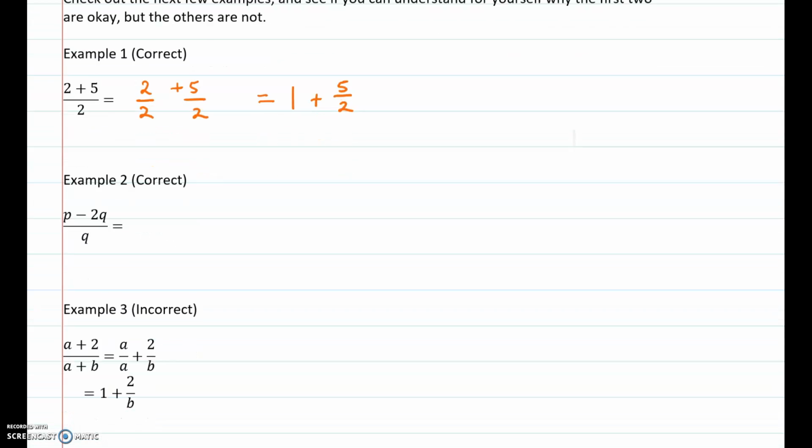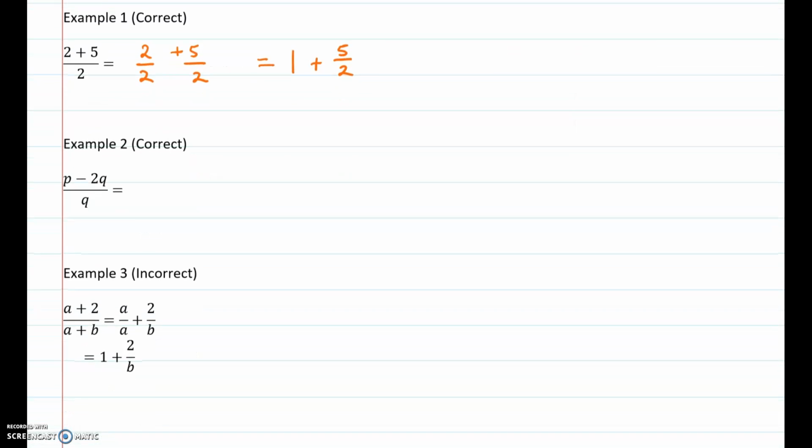Here's another example. P minus 2q over q. Again, split up the top. So P and minus 2q, but keep the bottom under each part. Write the bottom under each part. Okay, the bottom has to continually go under each part. So this is going to be P over q. And then we have minus 2.